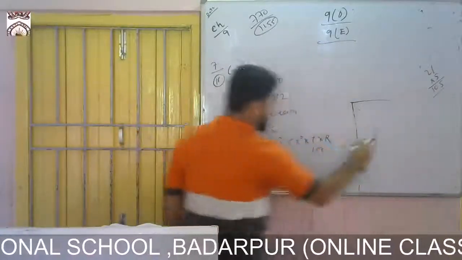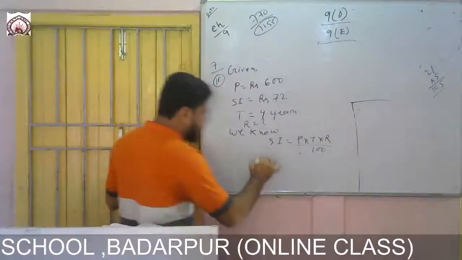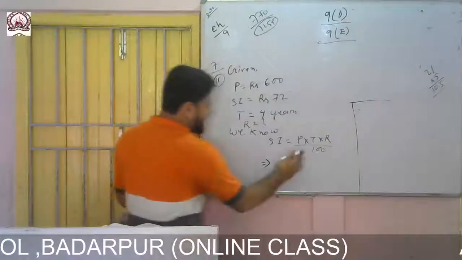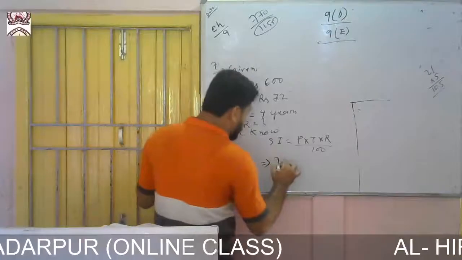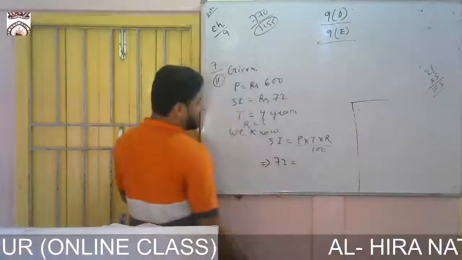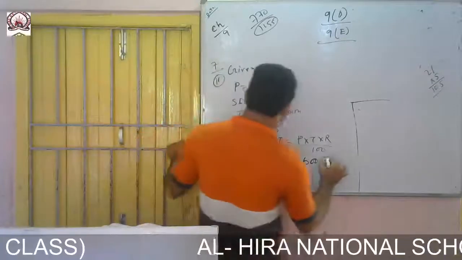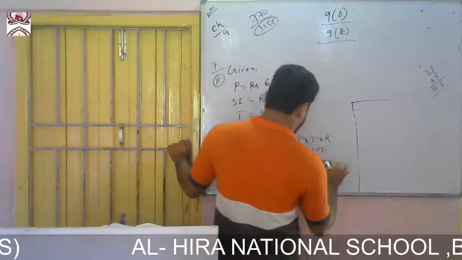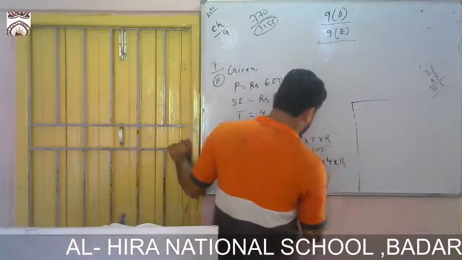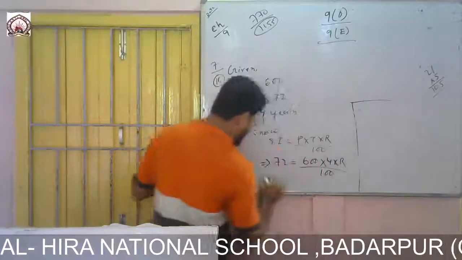We need to find the rate of interest. So see, SI is given: 72 equals 600 into T, which is 4, into R by 100.